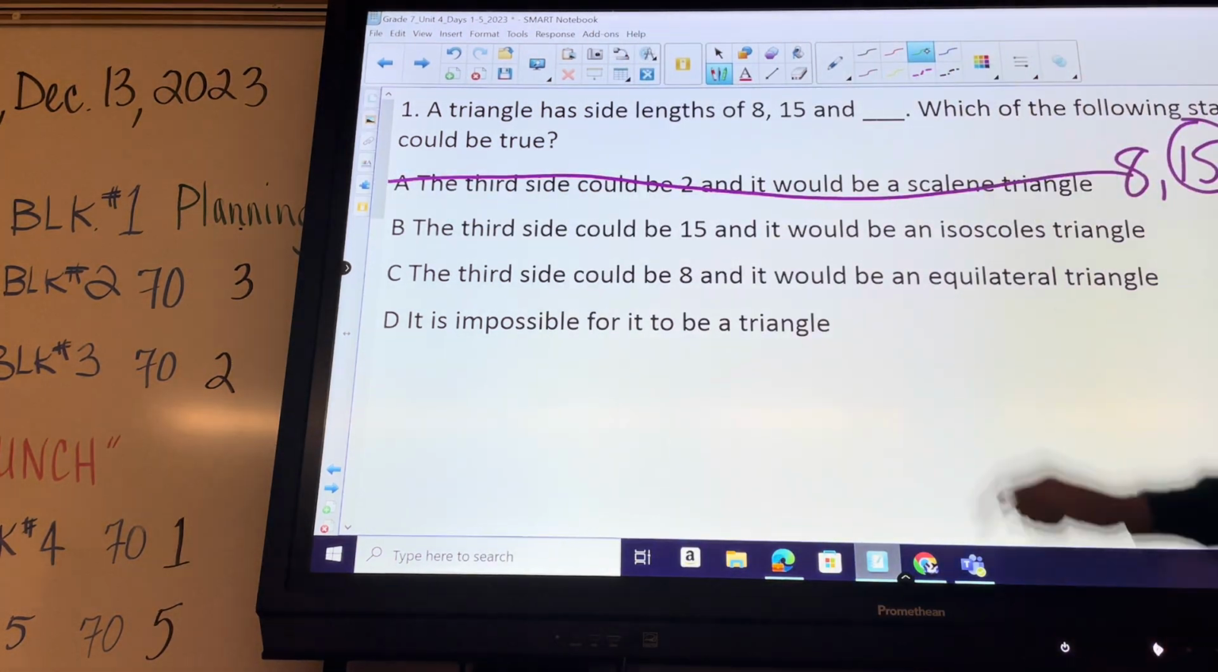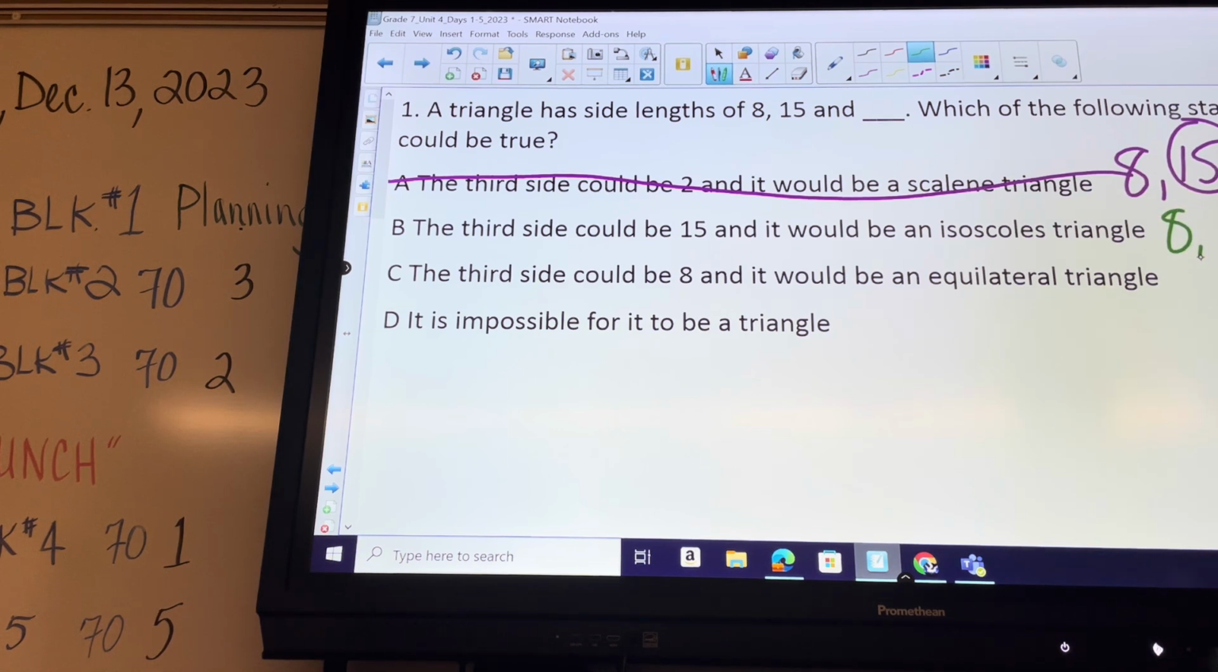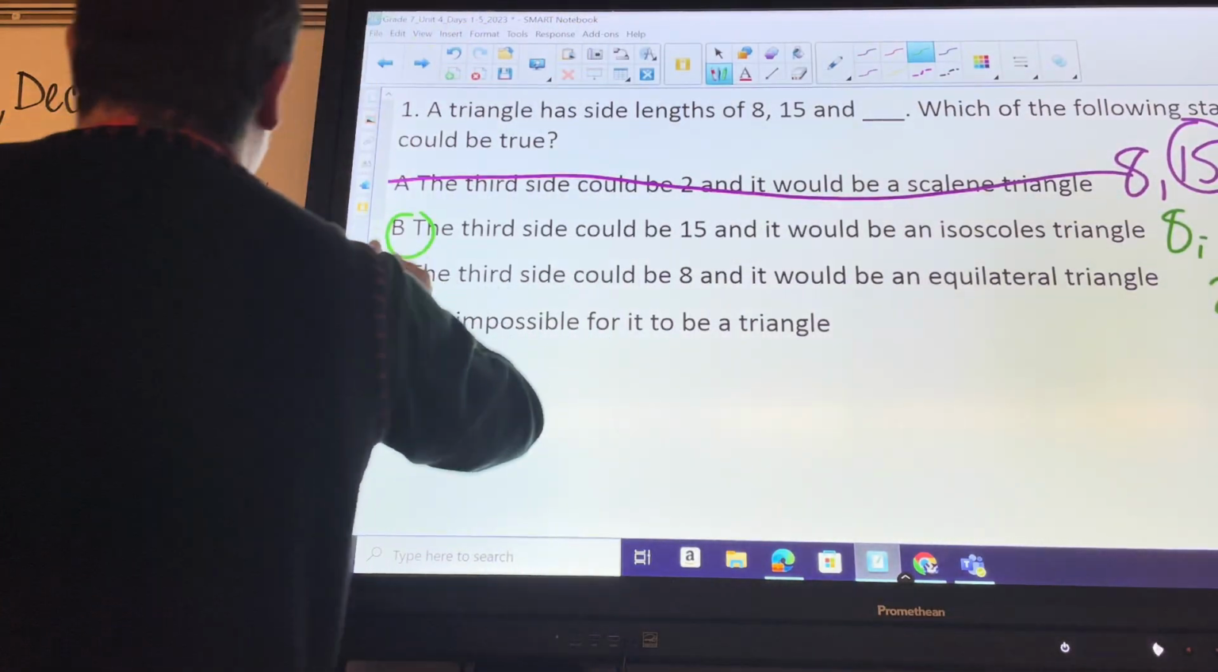Answer choice B says the third side could be 15, and it would be an isosceles triangle. So that means we'd have 8, 15, and 15. Well, 15 is the largest. 8 plus 15 is 23, so yes, that's a triangle, and because we have 2 that are the same, it would be a scalene triangle.